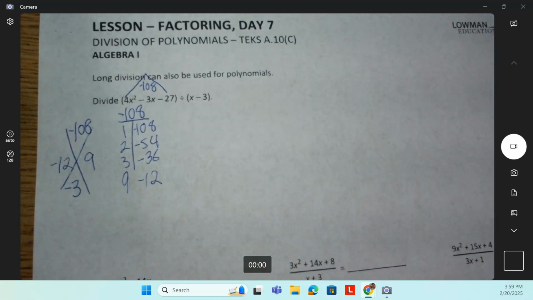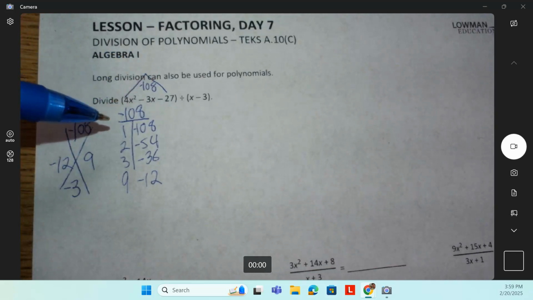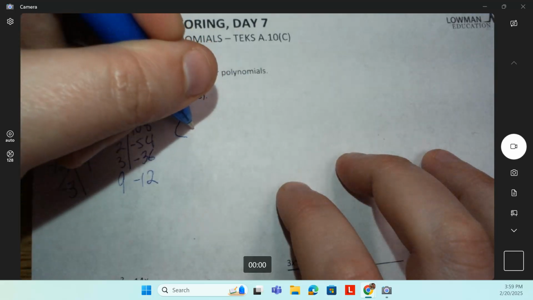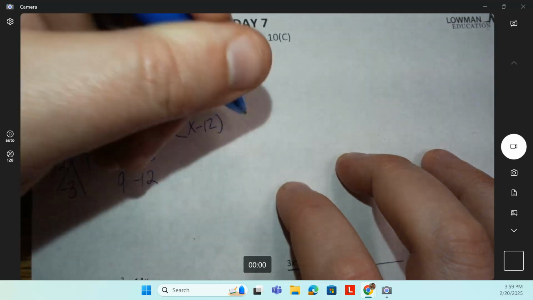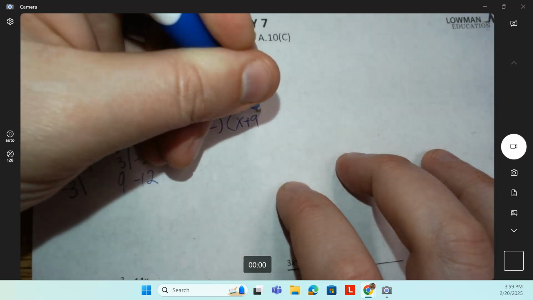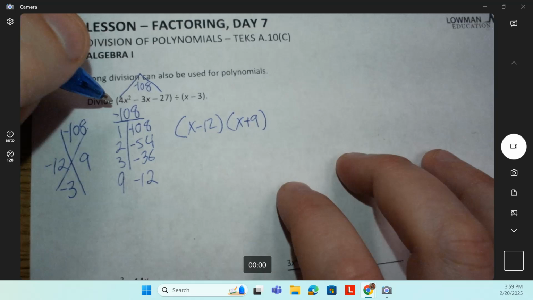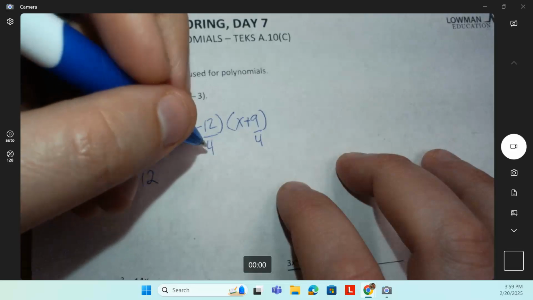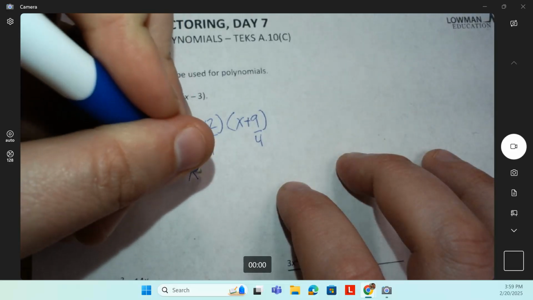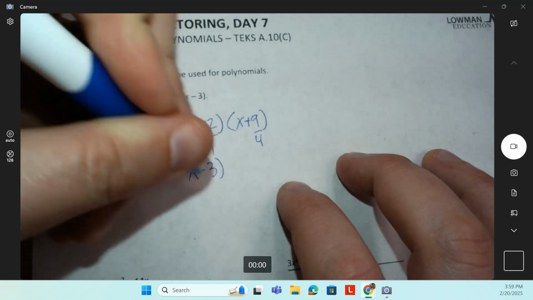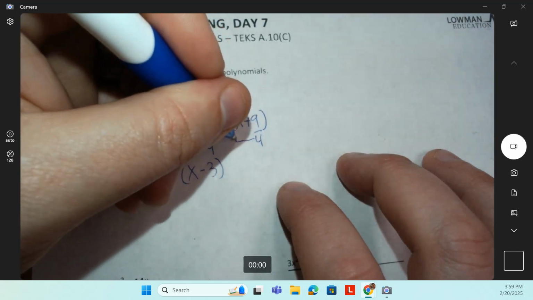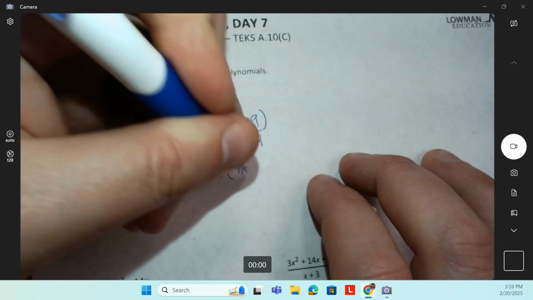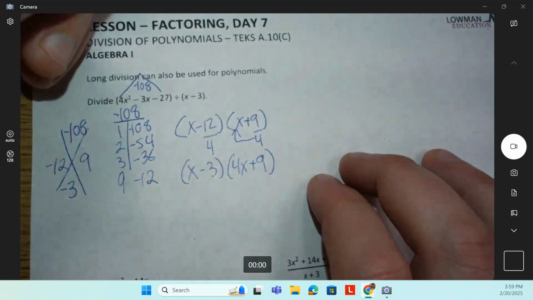I've multiplied that 4 into the 27 to get that. My factors would start out as x minus 12 and x plus 9. But then when I divide that 4 back out, I end up getting x minus 3. And 9 doesn't divide by 4, so it's going to move up front to give me 4x plus 9.